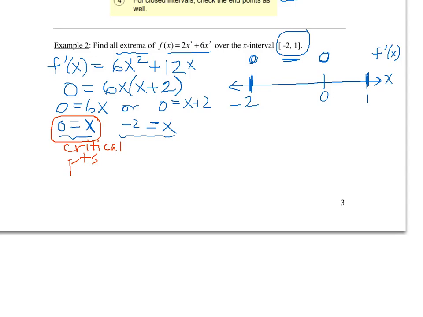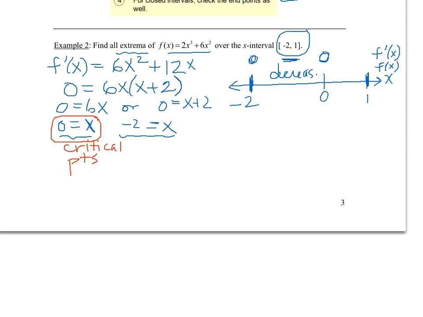My question to you is, what does that tell you about the function? If your derivative is negative, your function is decreasing. So I'm going to draw a little f of x down here. This is turning out to be kind of like a chart. So the function is decreasing.